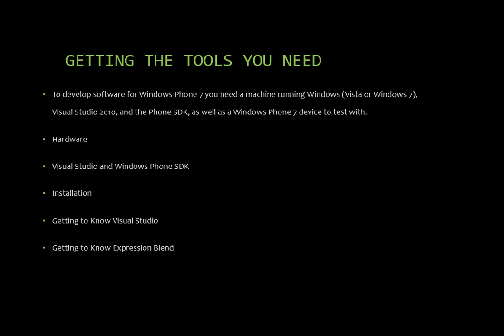So to develop software for Windows Phone 7, you need a machine running Windows. When we spoke about iOS, we said that we require a Macintosh machine. So here we require a machine that is running Windows. It can be either Vista or Windows 7. Even Windows 10 we can go in for. And along with that, you require Visual Studio, the latest version, and the phone SDK as well as a Windows Phone 7 device to test on. Okay.